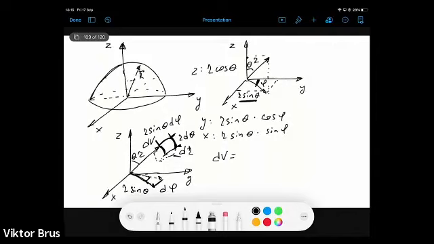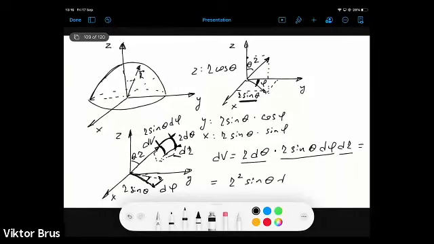We need to multiply all sides of this elementary volume. So it will be r times d theta times r sinus theta d phi times dr. Okay, didn't I miss anything? This is the first part, this is the second part, this is the third part. Now, if we rearrange this a bit, it will be r square times sinus theta times d theta d phi dr. Okay, looks like we have the definition of this elementary volume.